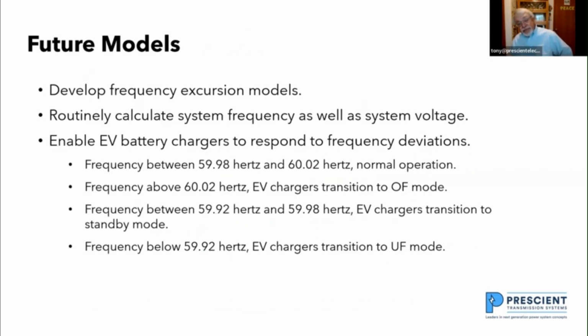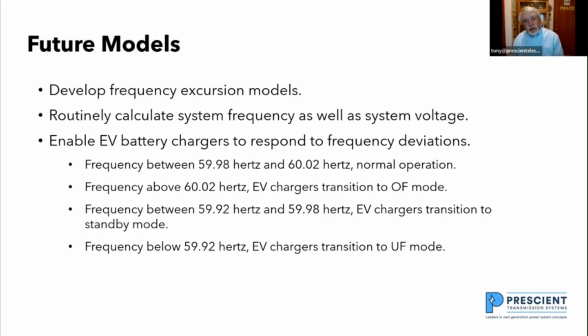So I'm thinking about this and other future models. What other future models do we have to come up with? Well, we think you need frequency excursion models. I've spent a lot of time looking at blackouts, and I'm thinking that the models that we do for load flow should be duplicated for models we do for frequency excursions. And we should be routinely calculating system frequency as well as system voltage. And this leads into using electric vehicle battery chargers to respond to frequency deviations.